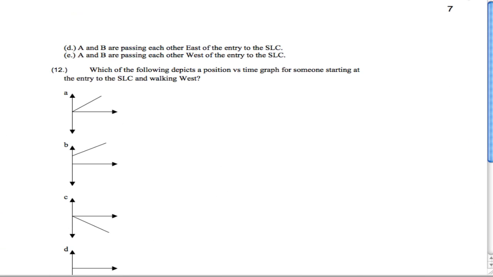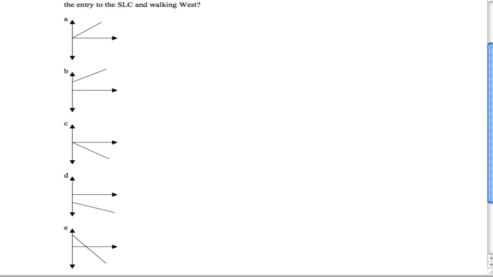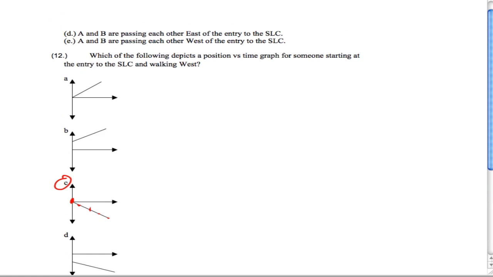Now number 12. Suppose we want to do the position versus time for someone starting at the entry of the Student Life Center and walking west. Well, that means the person would actually have to walk backwards or walk in a negative direction. So let's find the graph that shows that. And that graph happens to be this one right here. Because I start at the Student Life Center and I'm going further and further in the negative direction, which is west.